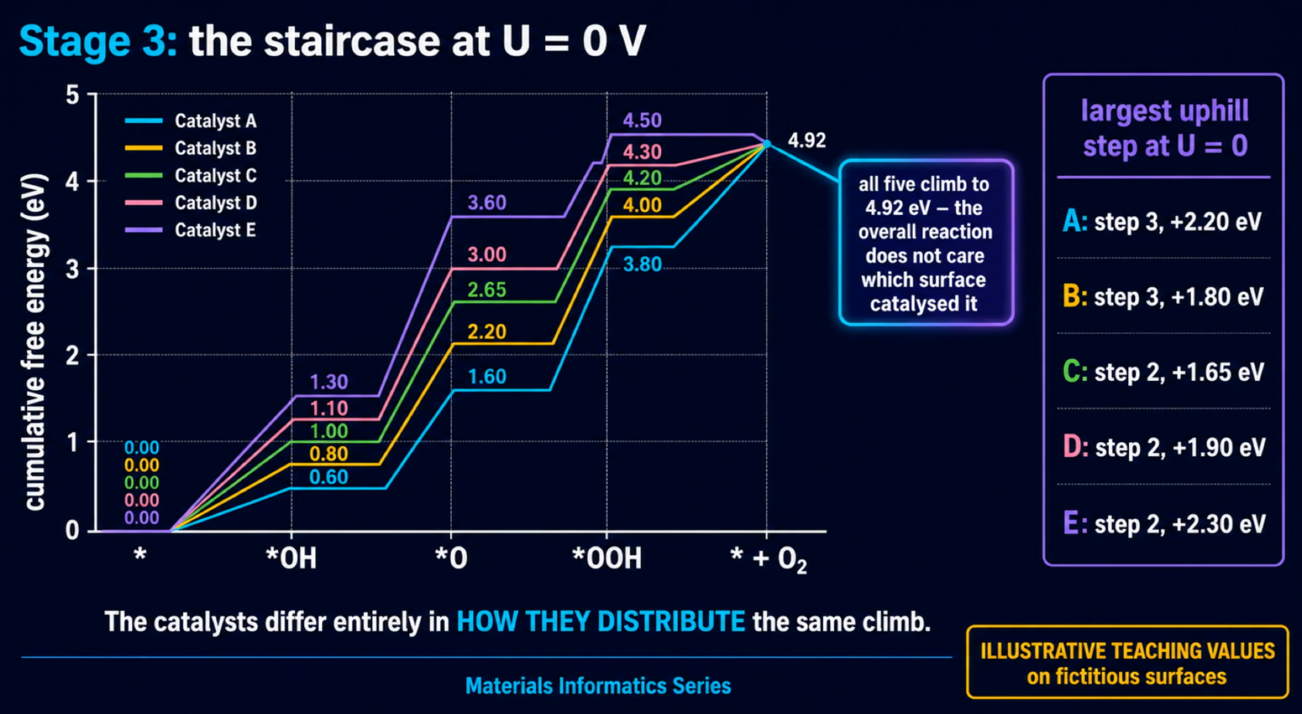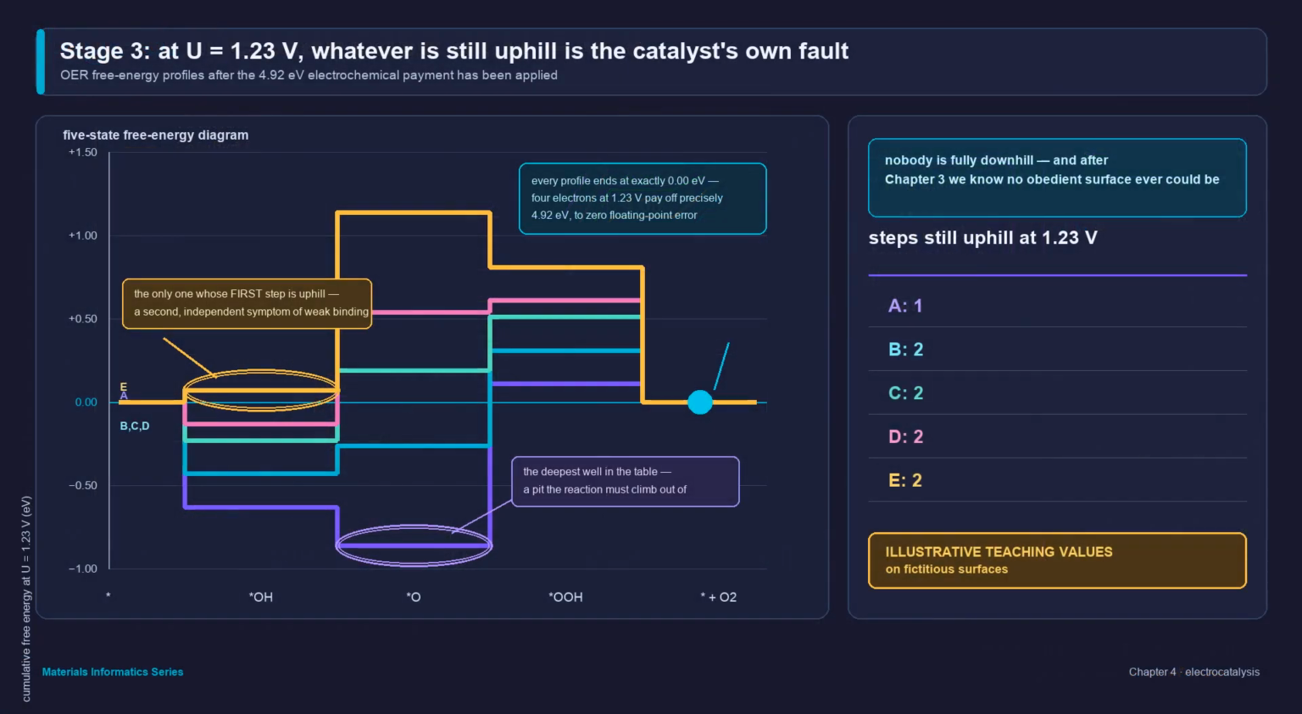For A and B, it is the 3rd step. For C, D, and E, it is the 2nd. Those are the 2 legs of the volcano, appearing as 2 bottlenecks. Apply a potential, and every electron already transferred lowers the level, tilting the whole staircase uniformly, 1 tread at a time. At 1.23 volts, every profile ends at exactly 0 to 0 floating point error. That is the sum rule seen from the electrochemical side, and it is a genuine test of indexing arithmetic that is easy to get off by 1.